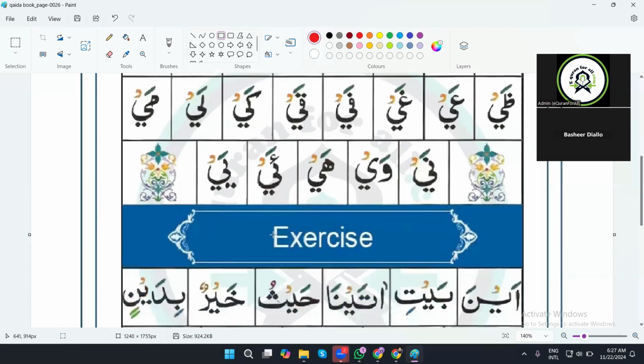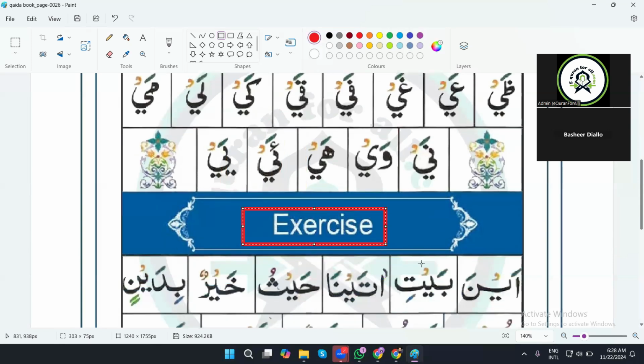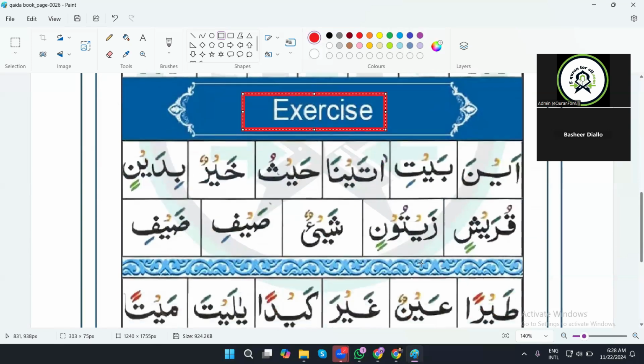Okay, so the exercise of this lesson, inshallah ta'ala, we will start in the next class. And now tell me the kalimas.